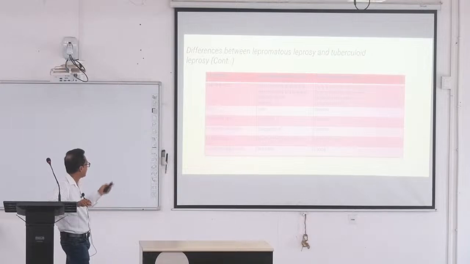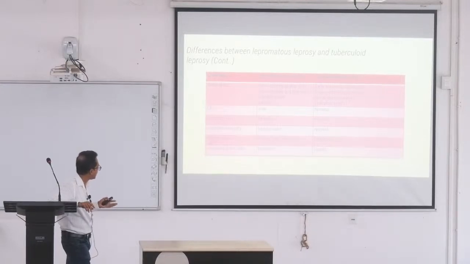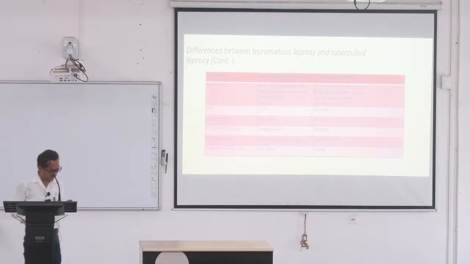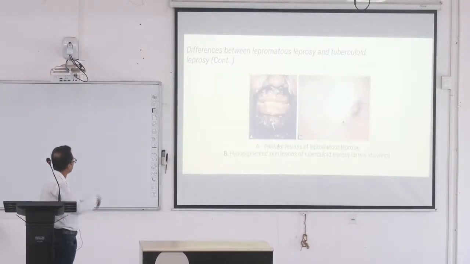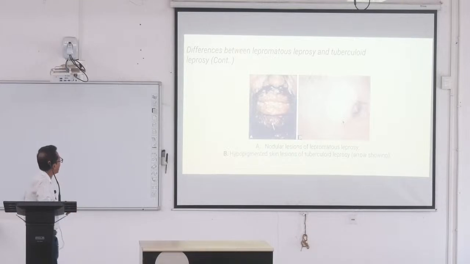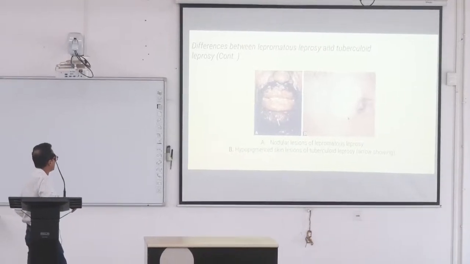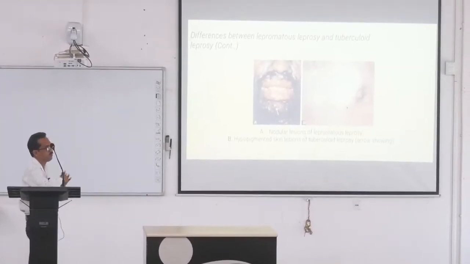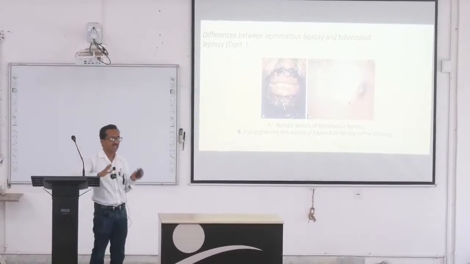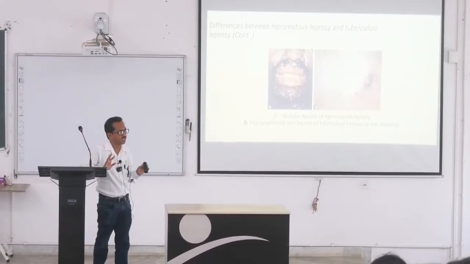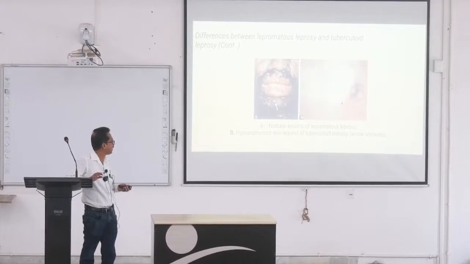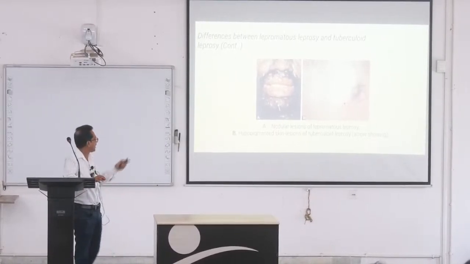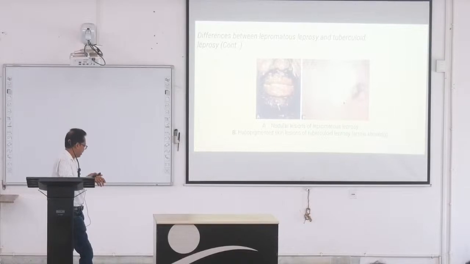If you go for the histopathological signs, there will be foamy type macrophages in lepromatous, and in tuberculoid they will be epithelioid type. Langhans giant cell is not seen in lepromatous type, it is seen in tuberculoid type. You see here A, the nodular lesion of lepromatous leprosy, and the hypopigmented skin lesion of tuberculoid leprosy. Tuberculoid leprosy presents as a hypopigmented, hypoanesthetic patch, and if diagnosed late, lepromatous leprosy can present with this nodular lesion.